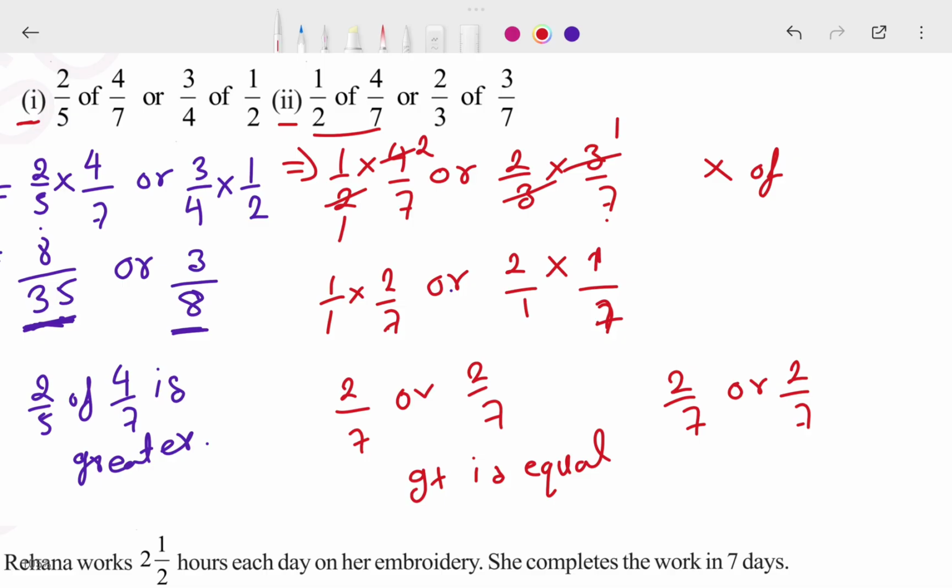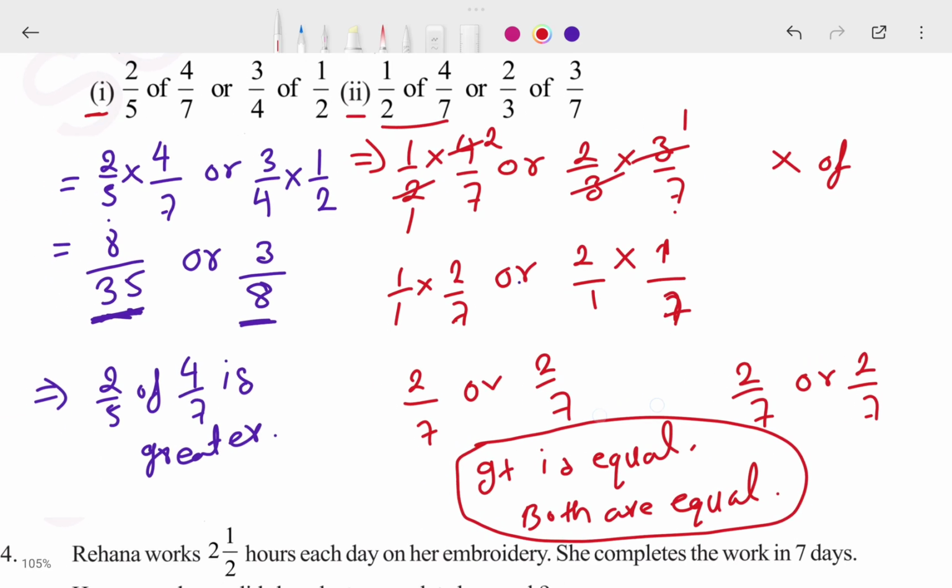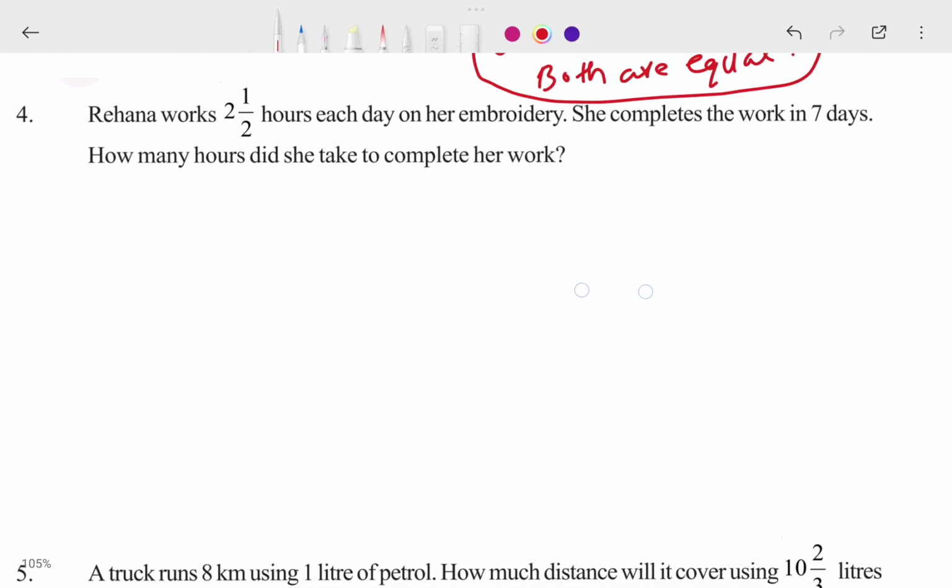Okay, both are equal, so you can write it is equal. Both are equal only, so this is our answer, because both are equal here. Over. Now let's come to question number 4.